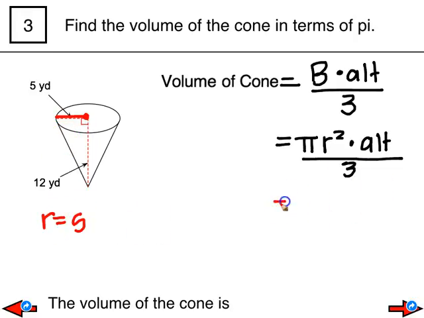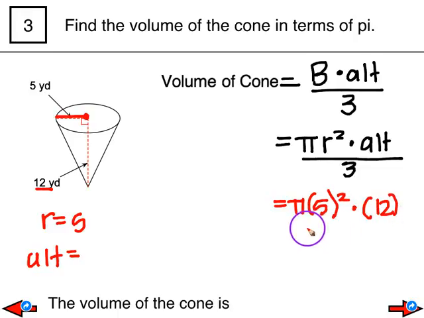So I'm going to go ahead and start plugging that in. Pi, radius is 5, I will square that, times the altitude. Well, what is the altitude? The altitude is the height of the cone, so that's going to be 12. Just a friendly reminder, another word for altitude is height. They mean the same thing.